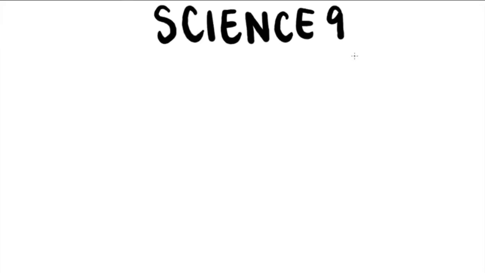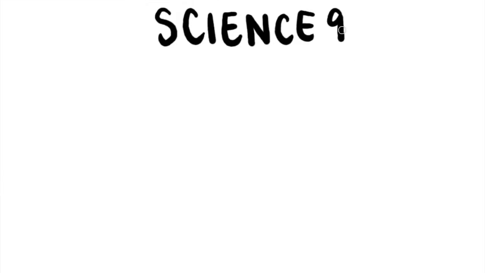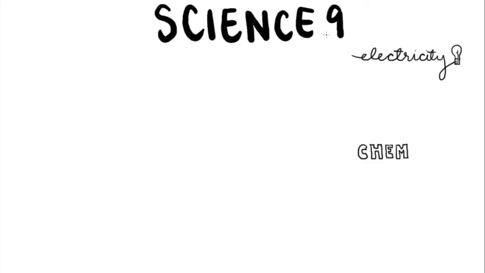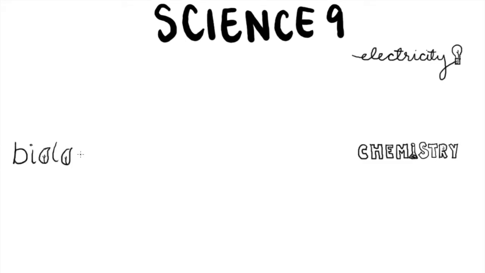In Science 9, we cover a variety of topics to give you a taste of what will be offered in future courses. My name is Naomi, and my partner, Madeline, and I will go through the key concepts from each unit. The units include electricity, chemistry, reproductive biology, and earth science.